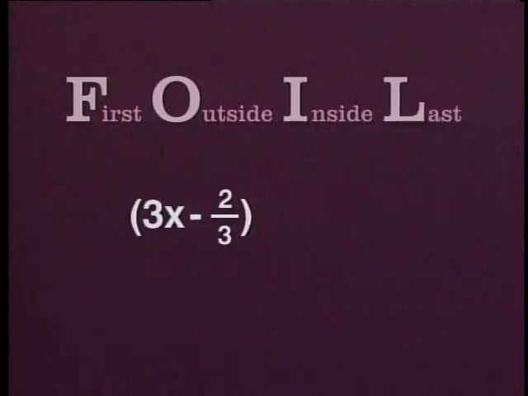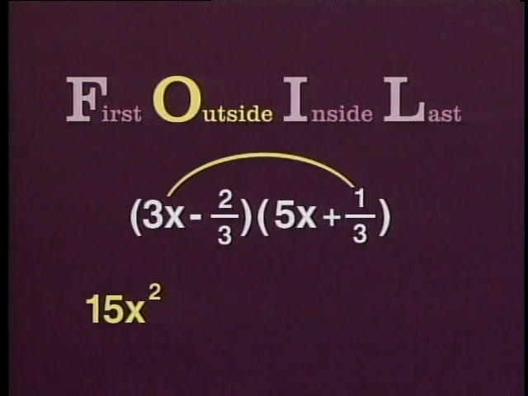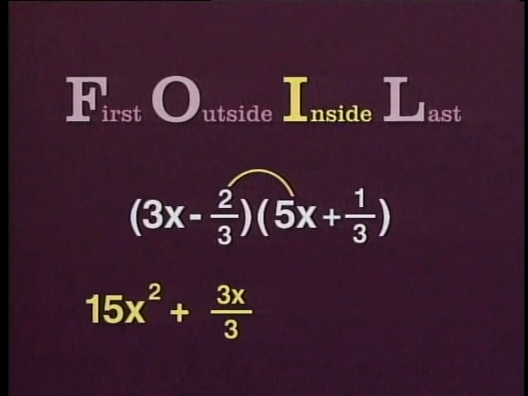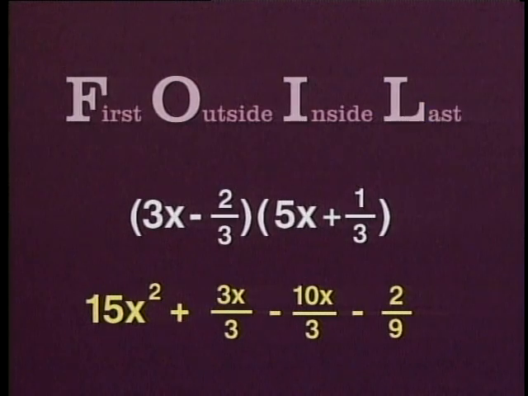Let's multiply 3x minus 2/3 by 5x plus 1/3. The product of the first two terms is 15x squared. The product of the outside terms is 3x over 3. The product of the inside terms is negative 10x over 3, and the product of the last terms is negative 2/9. We can combine the like terms just as we would any other fractions.